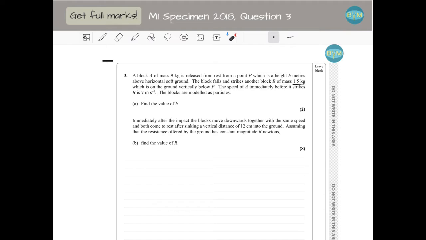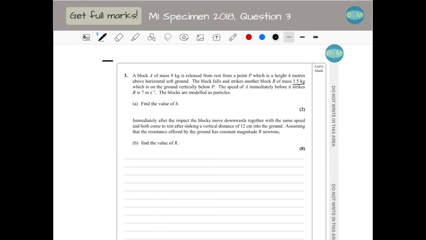You have a block A, mass 9 kilograms, released from rest from a point P, which is at a certain height above horizontal soft ground. I will tell you later what this means. The block falls and strikes another block B, mass 1.5 kilograms, which is on the ground vertically below P.